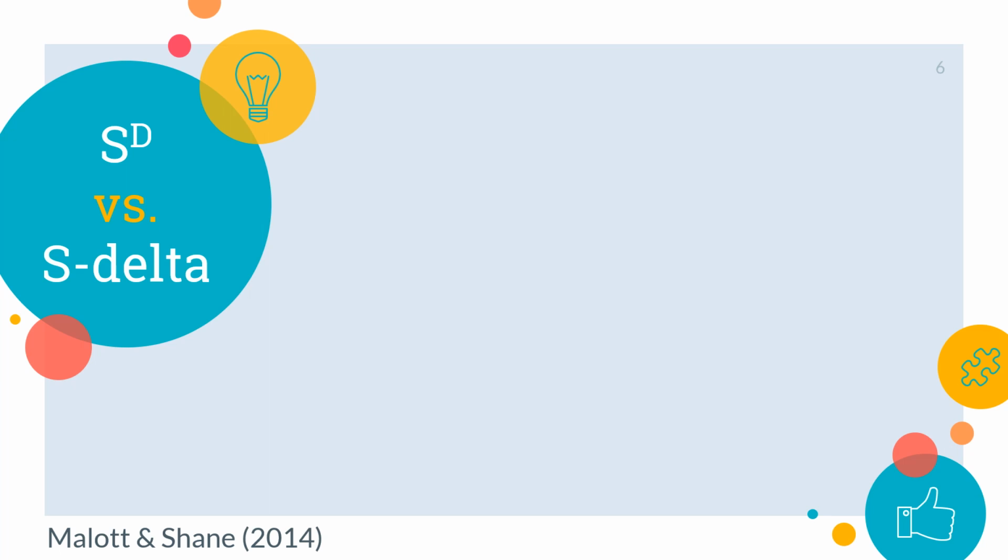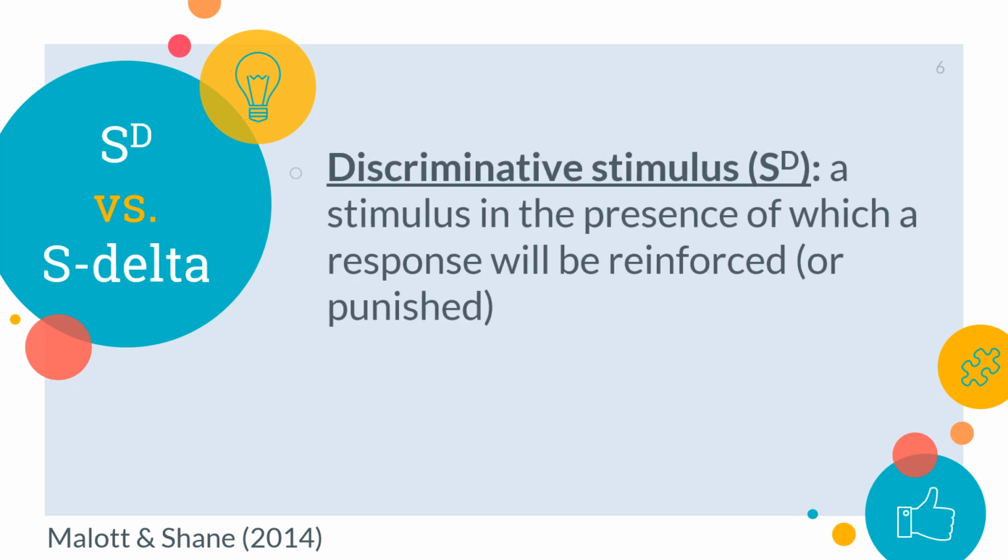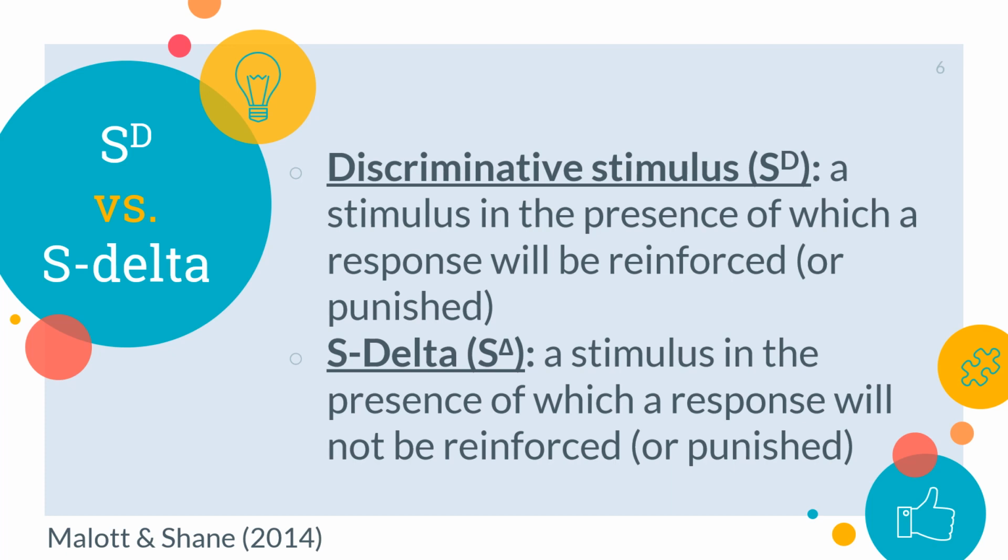As we discuss stimulus control, it is also important to discuss the SD and the S delta. The SD, also known as a discriminative stimulus, is a stimulus in the presence of which a response will be reinforced or punished. The S delta is a stimulus in the presence of which a response will not be reinforced or punished.